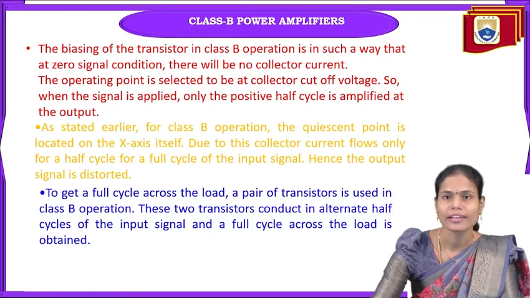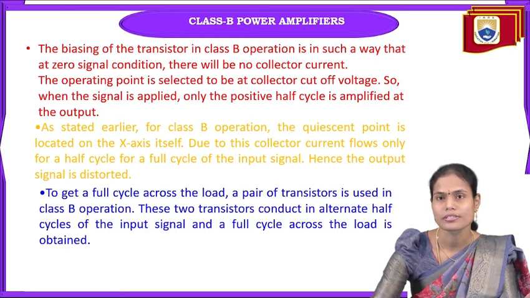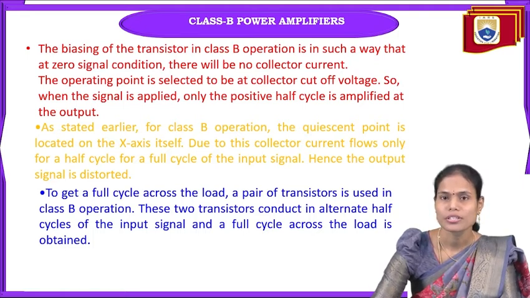So to get the full cycle, total 360 degrees, across the load, we have to use 2 transistors in the class B power amplifier. These 2 transistors conduct in an alternate manner. That is, for the positive half cycle, one transistor is in the on state and the other is in the off state. Similarly, for the negative half cycle, one transistor is on and the other is off, so that we can utilize the total 360 degrees of the applied input signal and reduce the distortion across the load.